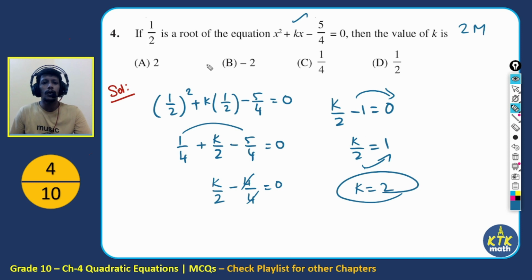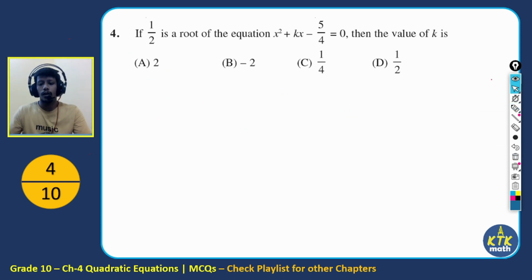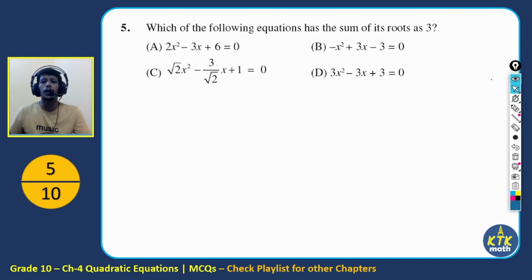So k value, option A is the correct answer. Easy, right? Yeah, it's quite easy, very easy. Okay, fine. Now the next one, I'm expecting you people to try it by yourself, all the questions. So don't wait for my answers, you just pause the video and you can continue.